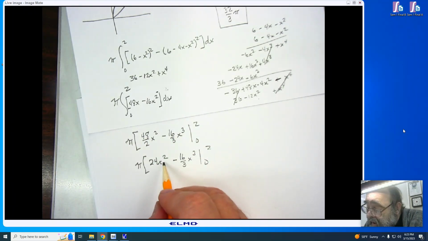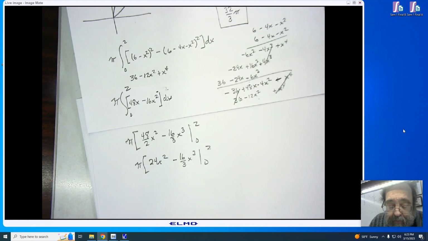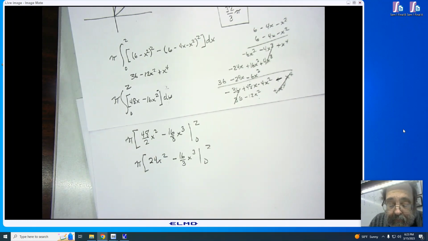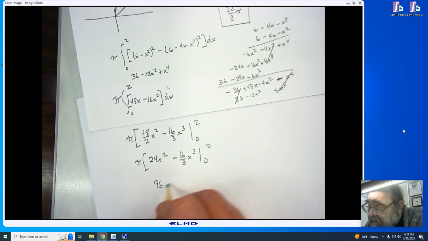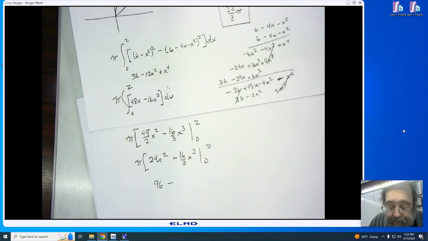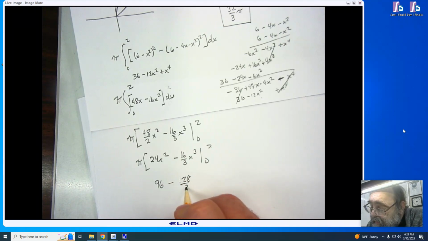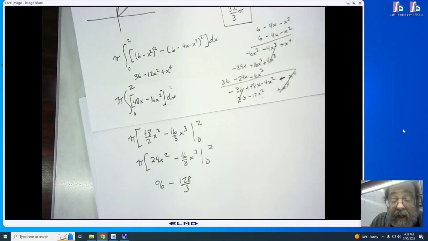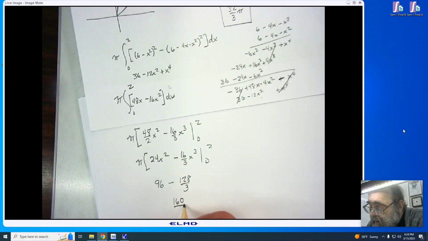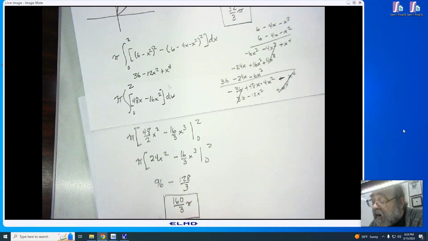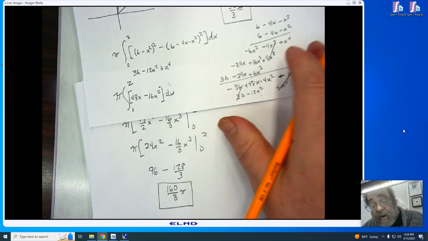And I'm looking at 4 times 24. I'm looking at 96 minus 16 times 8 thirds, which is 128 thirds. Then we do 96 minus 128 thirds, written as a fraction, and I get 160 thirds pi. And there is my answer, and that is number 13.